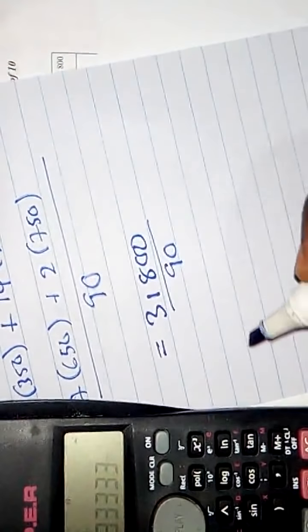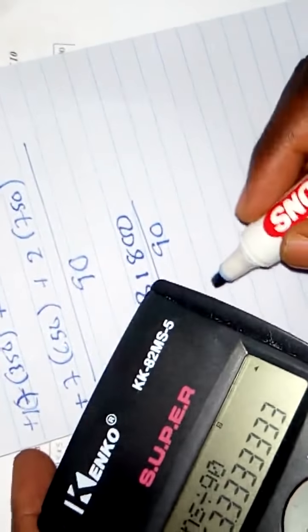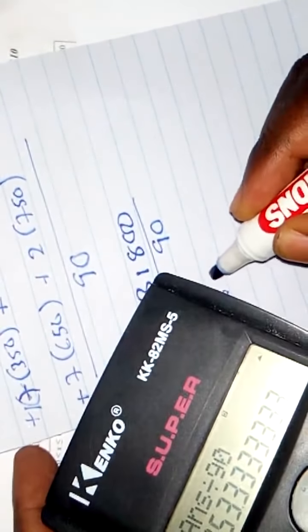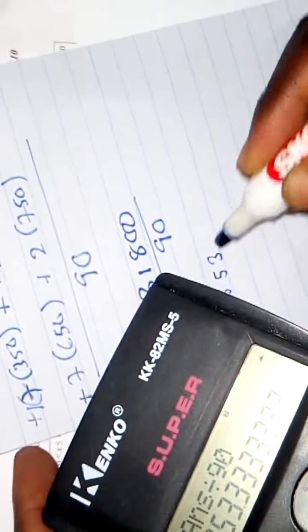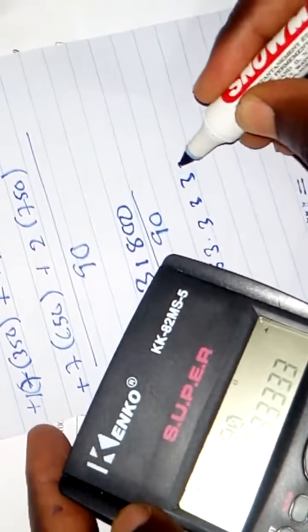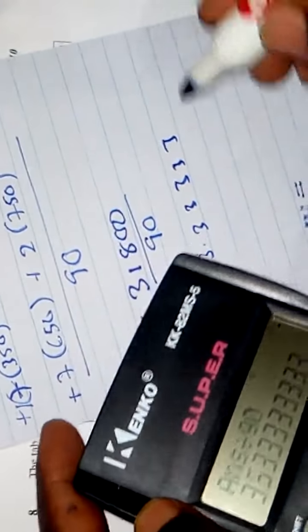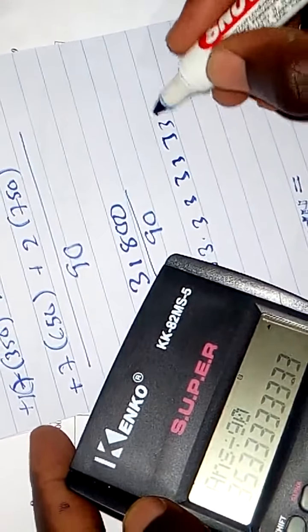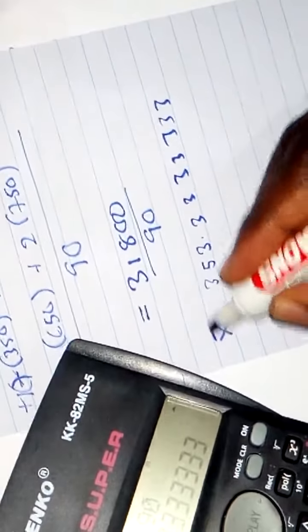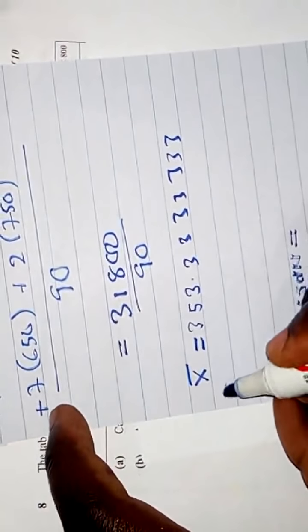353.33333. How many threes? 1, 2, 3, 4, 5, 6, 7. So this is our mean, x bar. This is our mean. So we found our mean. We'll keep this mean. It's very important.